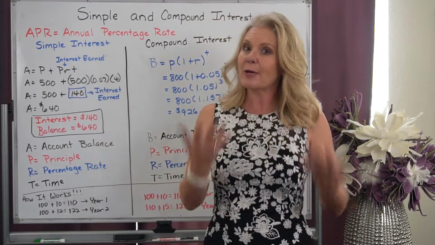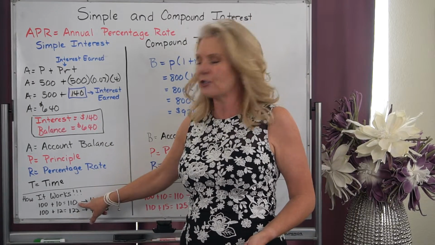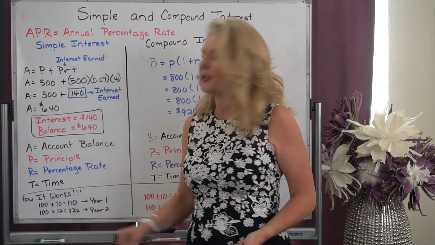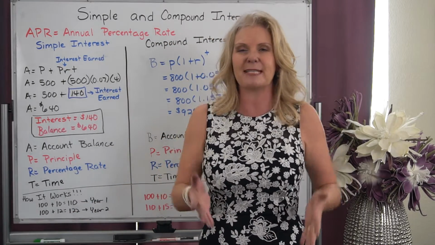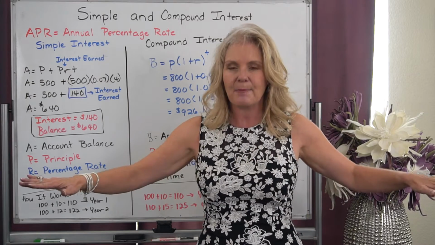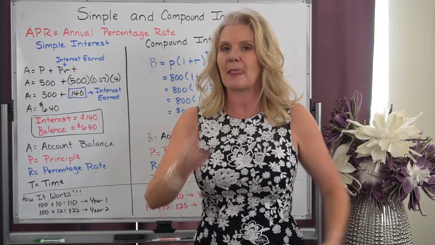Well, really, my original amount that I put in was the $100. I got $10 the first year. I got $12 the second year. So now I'd have $122 in that account. So that's how simple interest works. We're only getting paid interest on the original amount that we put in.